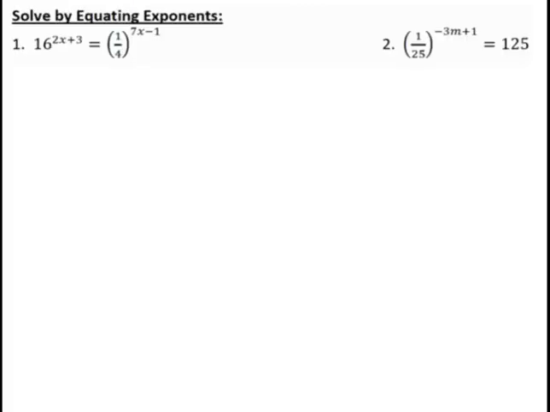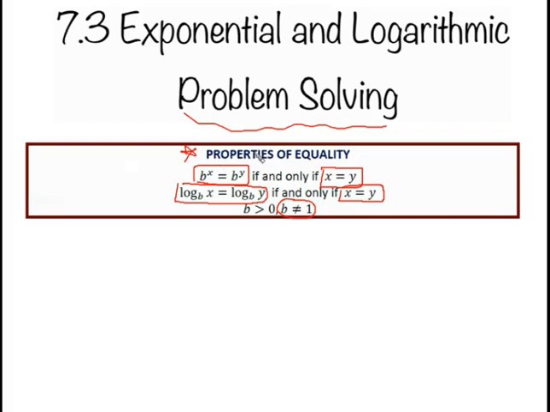Alright, so let's start things off here with our first example. We're going to solve this example by equating exponents. Equating meaning eventually equaling them together. So if we eventually want to get our exponents to equal each other, that means our bases have to be equal to each other. We're using that idea of equality here. If we want x and y to be equal, then our bases have to be the same as well.